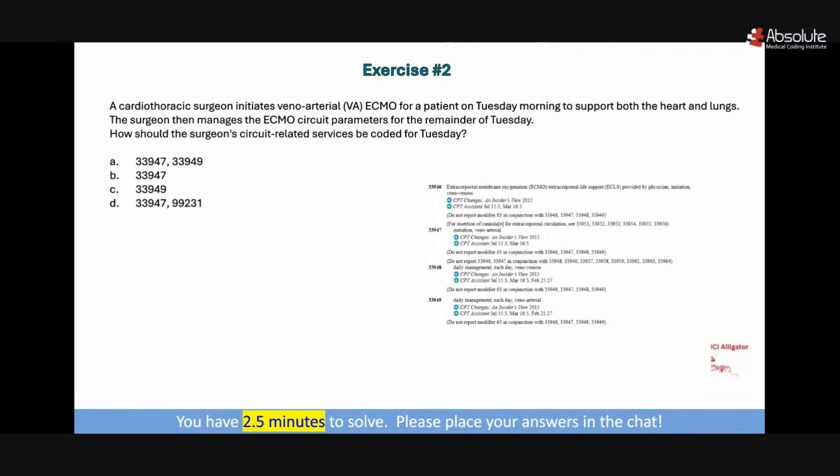So to apply the guidelines, these might look very easy and straightforward, as I said in the beginning, but you always have to refer to the guidelines which we have learned. Okay, place your best answers in the chat.